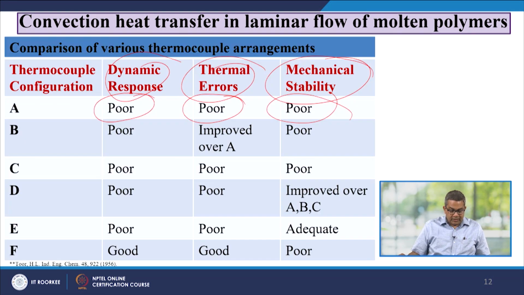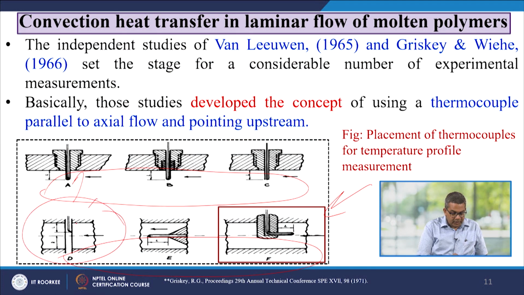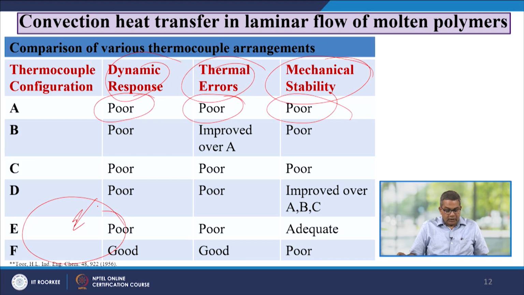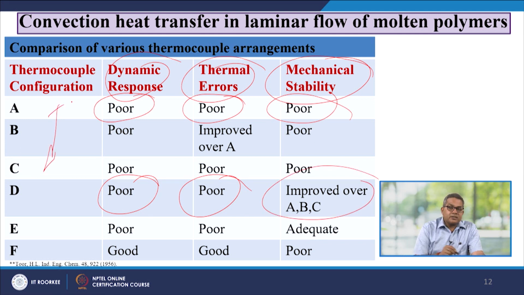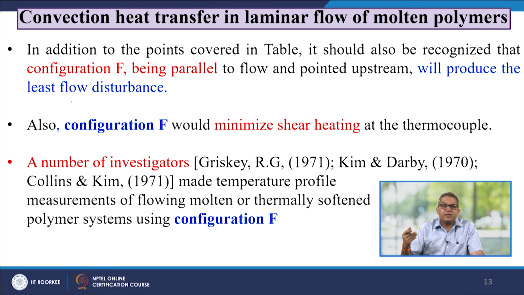Now if we take the example of D, where this is the placement, the dynamic response and thermal errors are poor, but mechanical stability improved over A, B and C. So this is the classical representation of different positioning.